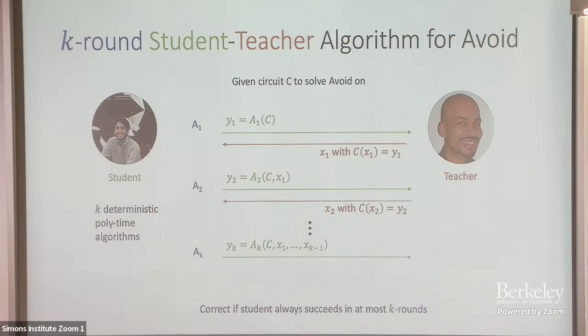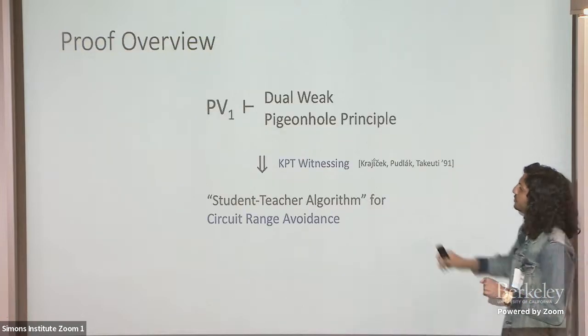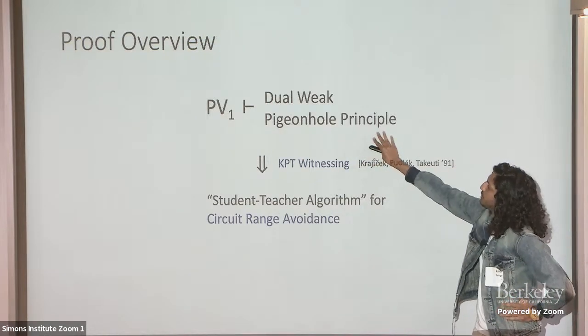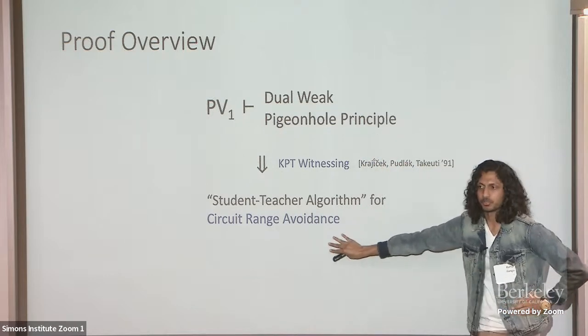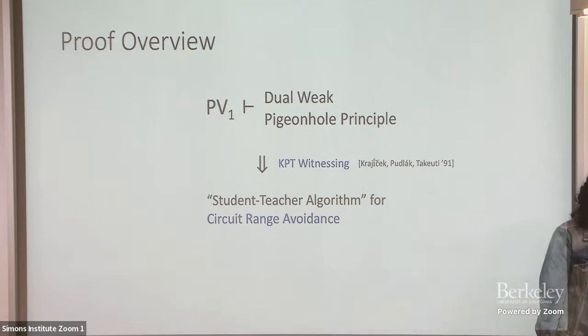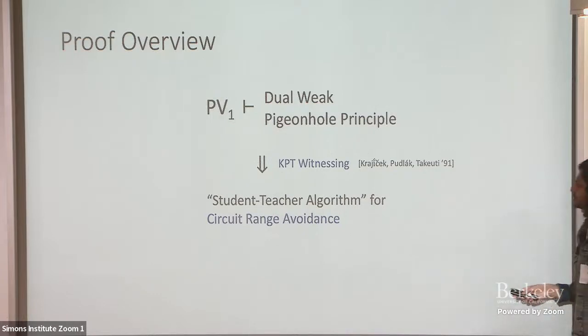Okay, awesome. So returning to our proof overview, we've done the first step. If PV1 proves the dual-weak pigeonhole principle, then by KPT witnessing, there's a student-teacher algorithm for circuit range avoidance. Oh, yes, does the number K depend on the length of the proof? Well, that's a good question. Actually, I don't know what the dependence on K is. It's going to be a constant, and it depends on the proof.